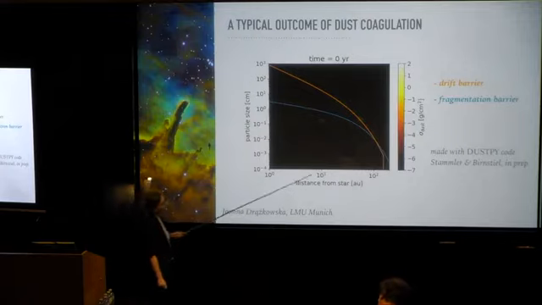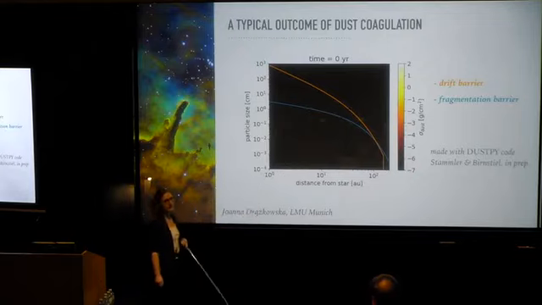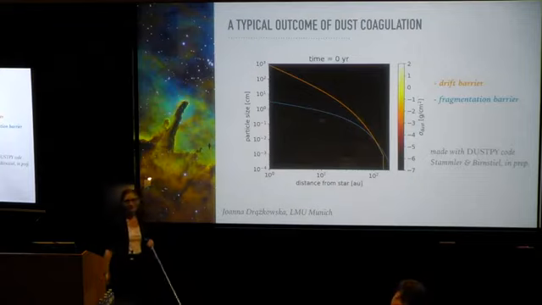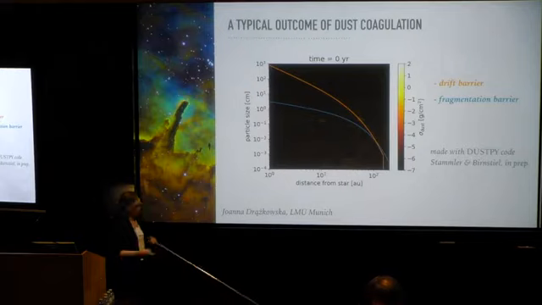And then we have the second problem, which is the drift barrier, which has to do with this radial drift thing, that the larger the particle grows, the faster it will move inwards in the disk. And there is, again, some critical size for which the drift timescale will become shorter than the growth timescale. Okay, so now let's play this simulation.